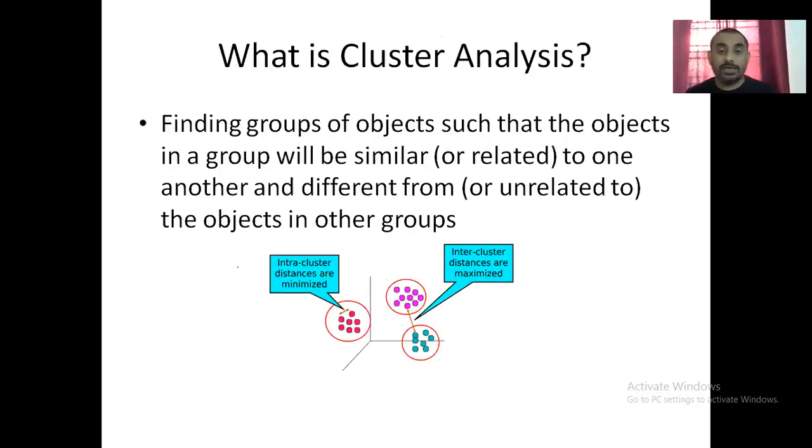Here is an example. You just see this is the intra-cluster distance, and here you can see this is the inter-cluster distance. So intra-cluster distance must be minimum and inter-cluster distance must be maximum, so that we can say the cluster is good.